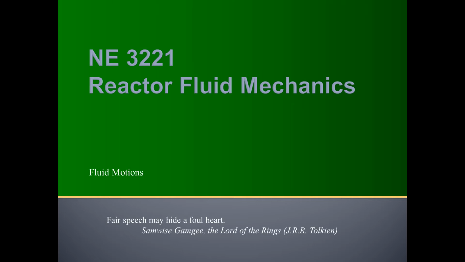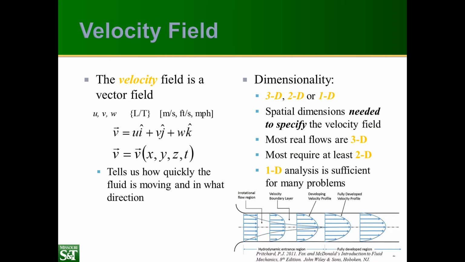And at this point, we're going to start taking a look at the motions of fluids at a very fundamental level. So we already talked about velocity fields. Now, the velocity field is a vector field. It has three components: u, v, and w. In this class, this is how we'll be describing velocities.